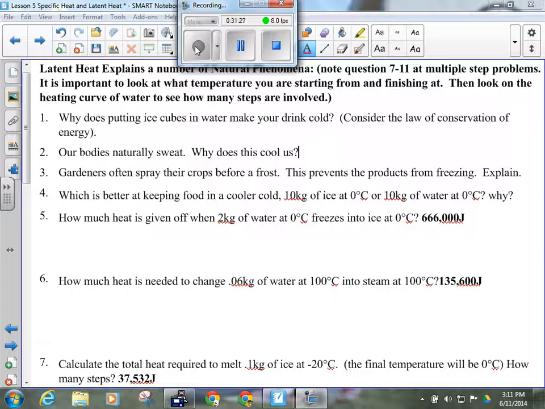Number 3, gardeners often spray their crops before a frost, and this prevents the fruit from freezing. Why? Do we want it to get colder? We want it to lose temperature? So we're not spraying, we're spraying it with water. That's all they do. They turn on the irrigation and they get their crops nice and wet.